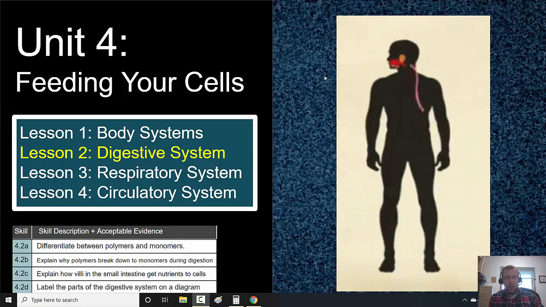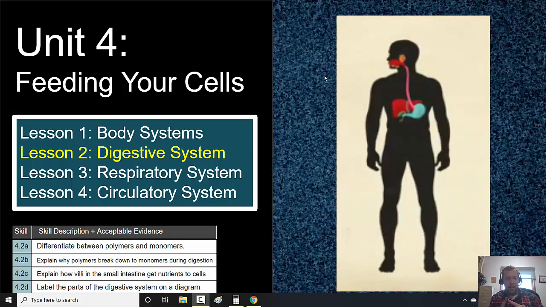So we're moving on to lesson 2 for unit 4, which is all about feeding the cells that we have. In this lesson on the digestive system, we're going to see how the digestive system plays a role in getting your cells the nutrients they need. There are 4 different goals we're going to accomplish with this lesson. You can see them on the bottom left there.